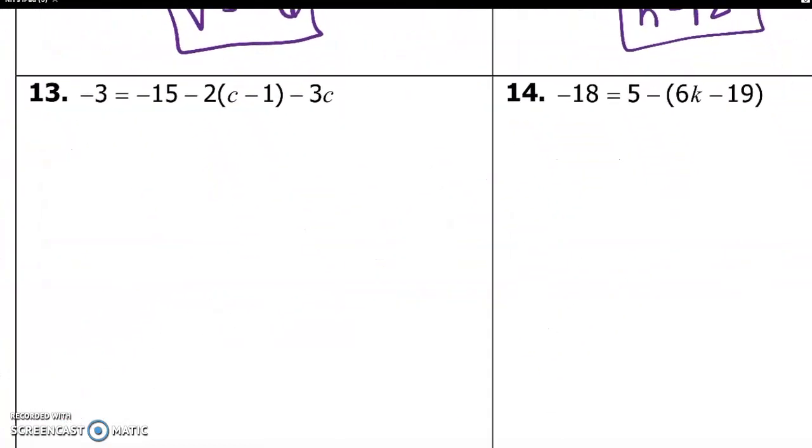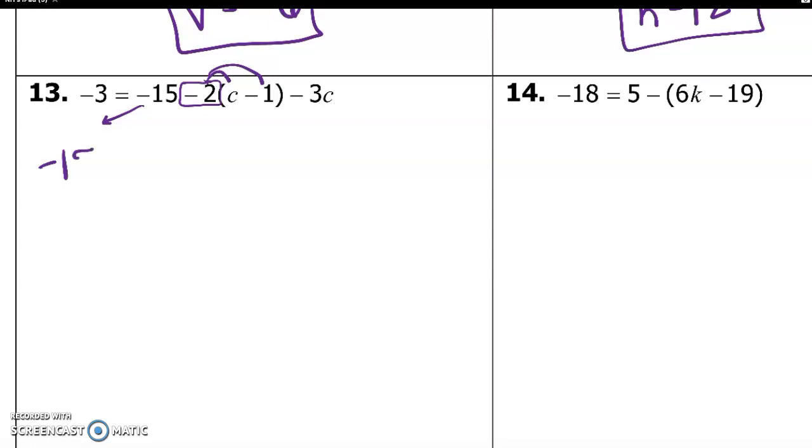Number 13 has a lot going on. All right, what usually happens is people want to put those two together to get negative 17. You cannot do that. You have to distribute first. So you need to distribute this through first, and you need to be careful because that's a negative 2. So what I'm going to do is I'm going to rewrite this over here.